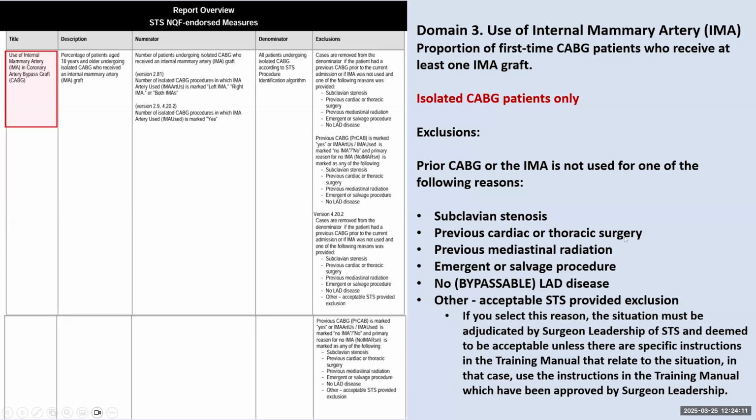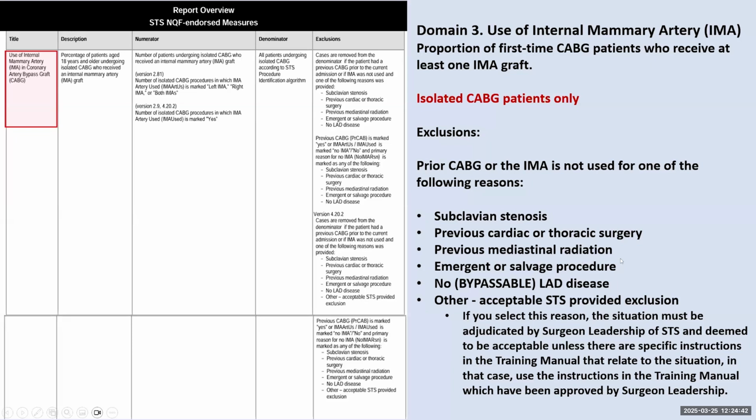Previous cardiac or thoracic surgery, there's a lot of information in the training manual about that, especially thoracic surgery. The IMA that you're using needs to be ipsilateral to the side the thoracic surgery was on. Previous mediastinal radiation, hostile chest, basically.